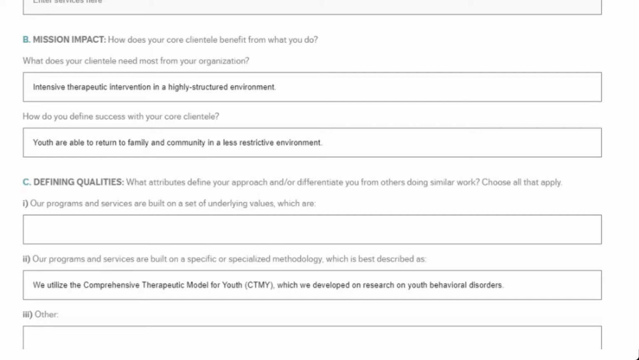So for the OASIS, they define themselves based on their own methodology for serving the youth. They developed what they call the comprehensive therapeutic model for youth, based on their experience, their history, and a lot of research on youth and behavioral disorders. So taken together, these three aspects answer the first question that we're going to use as we move forward, which is what are the elements of your organizational core?